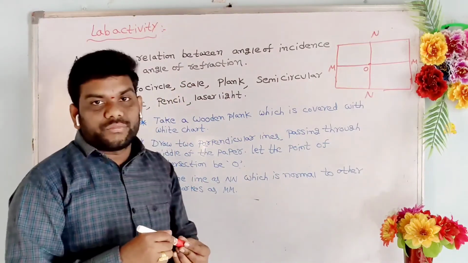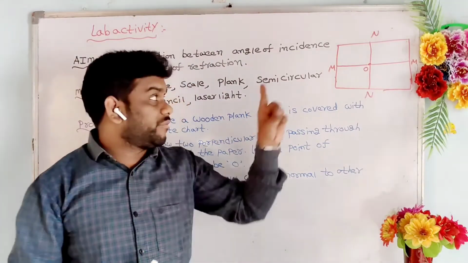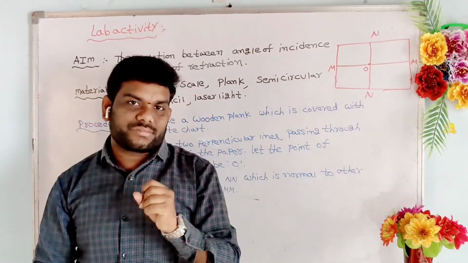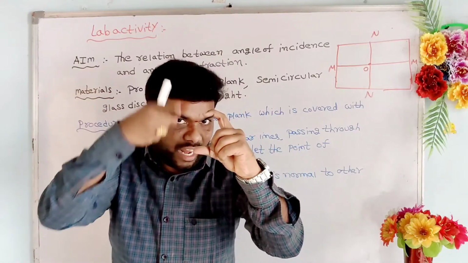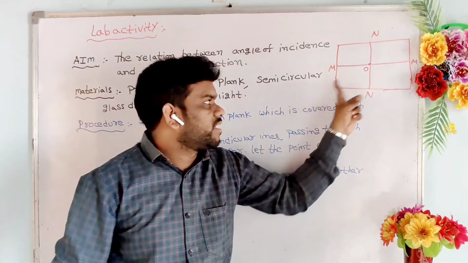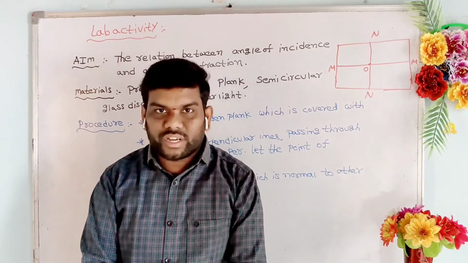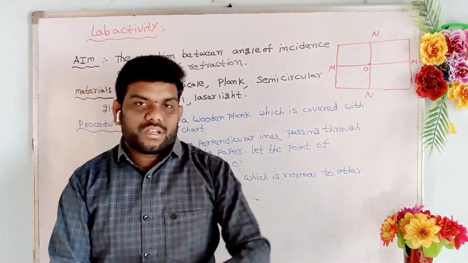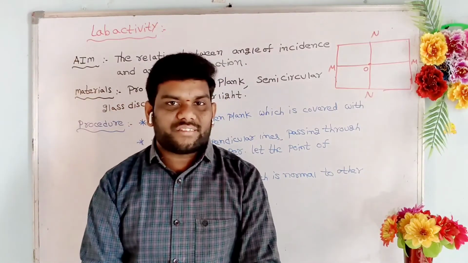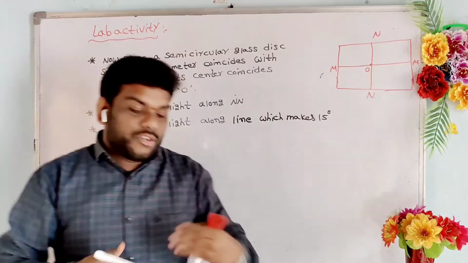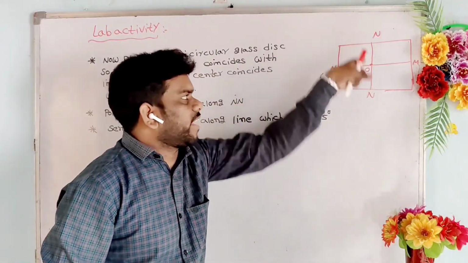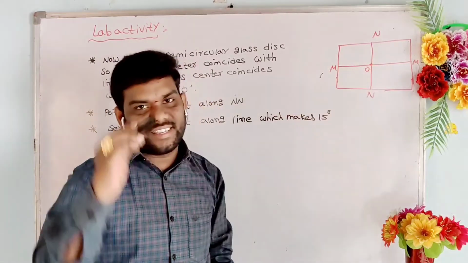Now take a wooden plank covered with white chalk, draw 2 perpendicular lines. One is line NN, that is the vertical line normal to the surface, and the interface of 2 media is MM. Okay students, then how to proceed? Next let us see what we need to do. Let us start. So MM, this is NN. NN is normal to the surface MM.